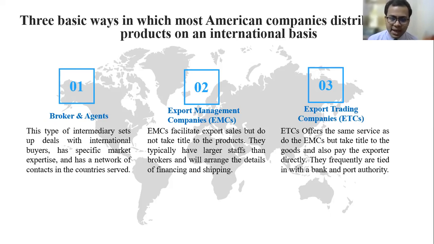Now I am going to discuss brokers and agents. This type of intermediary set up deals with international buyers, has a specific market expertise, and has a network of contacts in the countries served. Some companies provide consultancy services, dispensing advice on packaging and documentation, labeling, and so on.